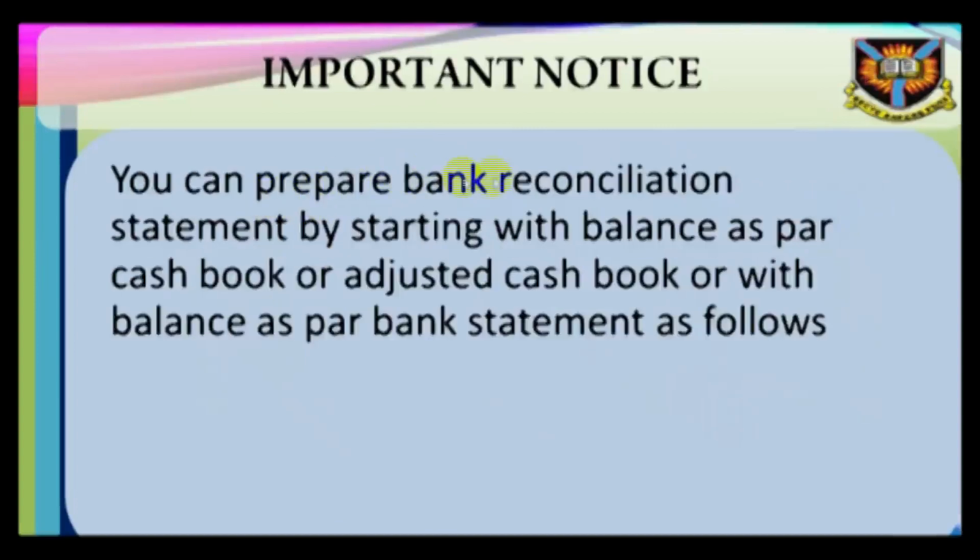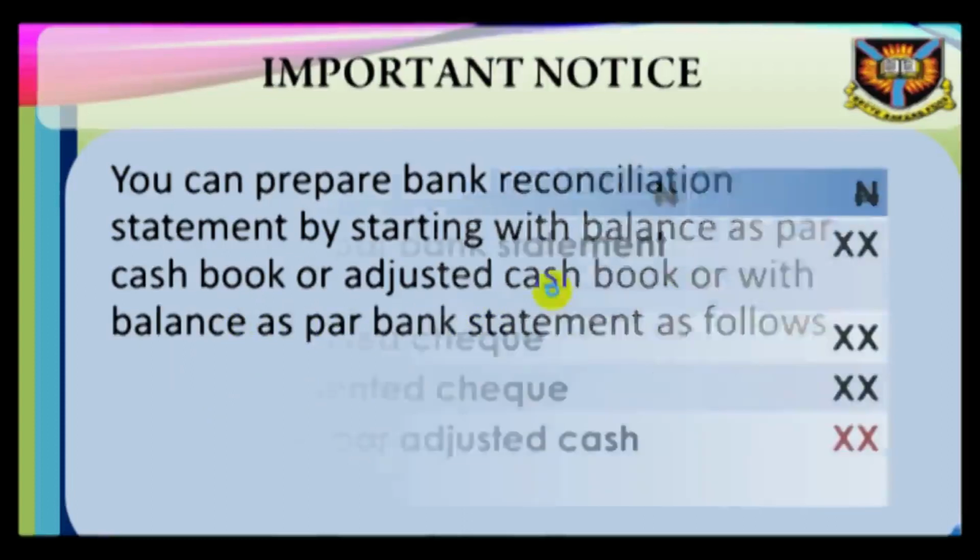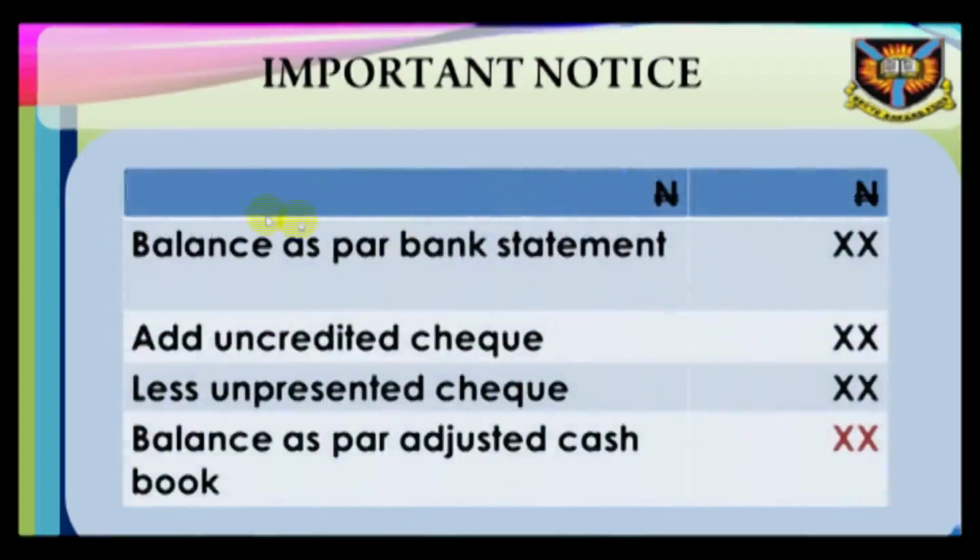You can prepare the bank reconciliation statement by starting with balance as per cash book, or adjusted cash book, or with balance as per bank statement as follows. Balance as per bank statement, add uncredited checks, less unpresented checks, and then we have balance as per adjusted cash book.